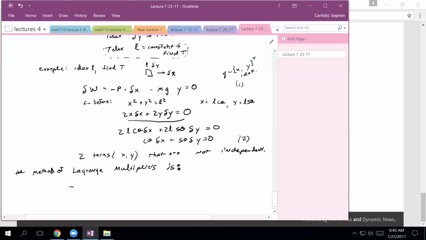So let's do that. Minus p dotted with my virtual x minus mg dotted with my virtual y. And we're going to add to it the constraint, which is cos theta virtual x plus sine theta virtual y, times a Lagrange multiplier lambda equals 0. Okay? So what I've done is I've added my constraint multiplied by the Lagrange multiplier.